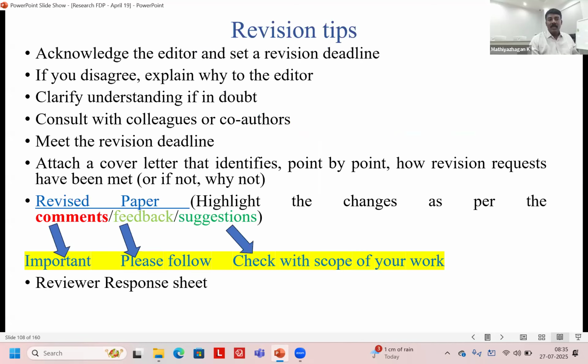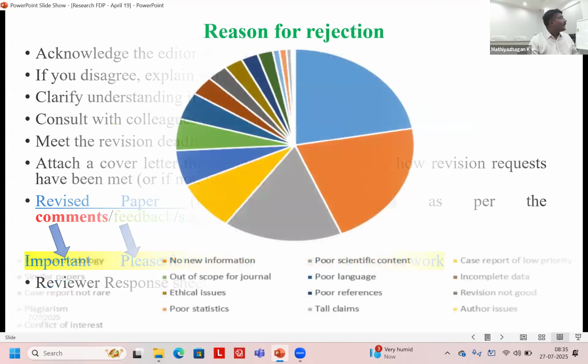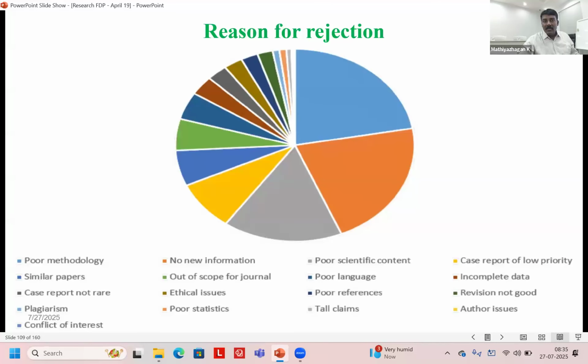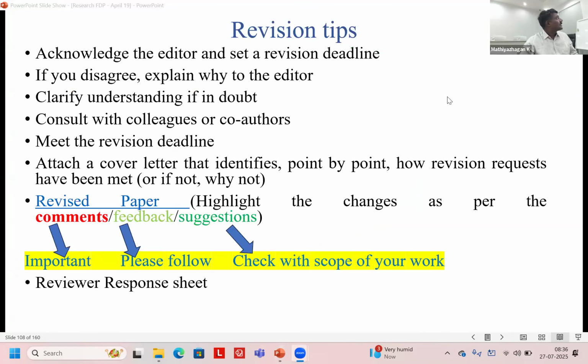Then, why is it not moving? Why is it not going? Up to this one, we have discussed, right? Yes, we were here last night, yesterday. Okay.